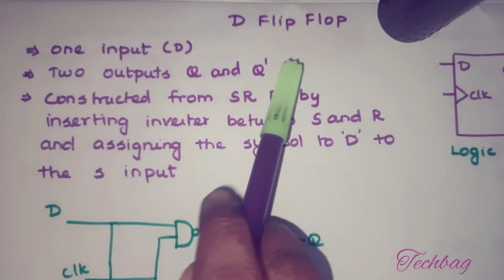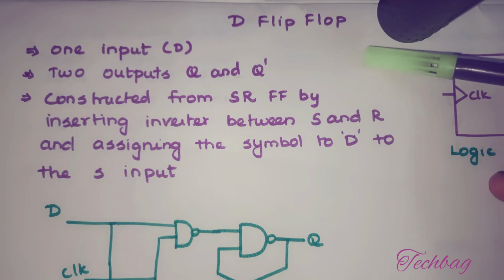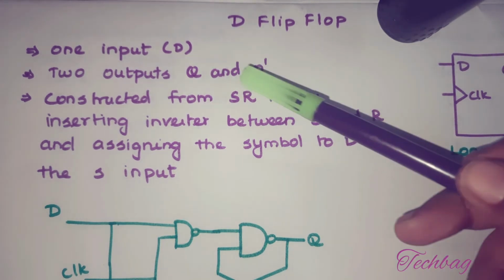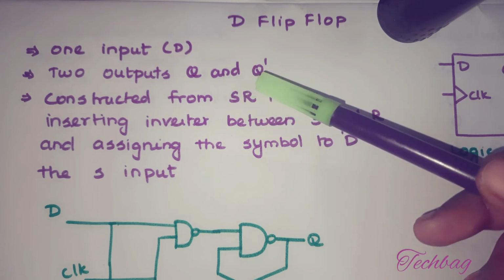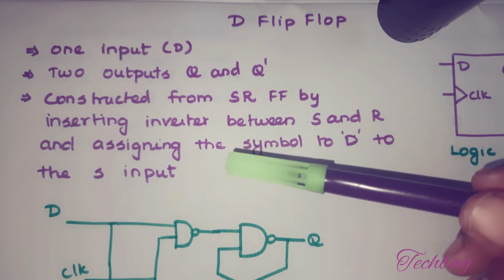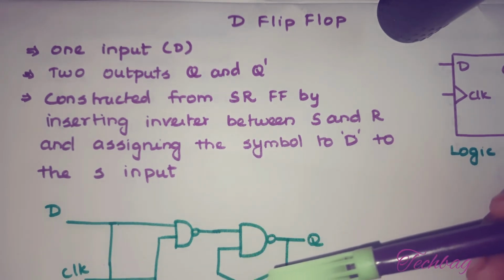In this video, we will see D flip-flop. The other name for D flip-flop is delay flip-flop, and there is one input D and two outputs Q and Q dash. This D flip-flop can be obtained from SR flip-flop. If you are providing an inverter between S and R input of the SR flip-flop and connecting the S input to the D.